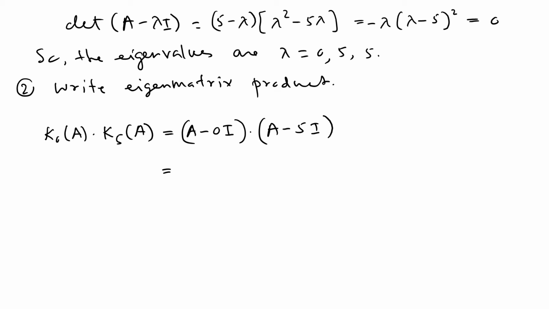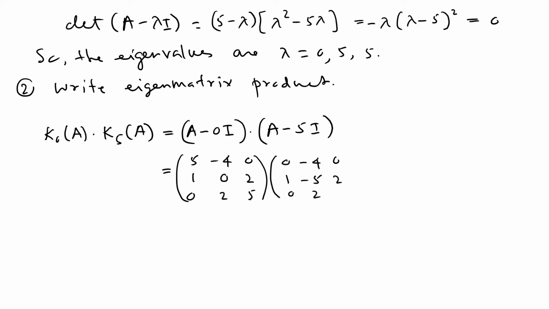So let's do that. That means A, so that is 5, negative 4, 0, 1, 0, 2, and then 0, 2, 5. That's the first one. And then multiply with the next one, A minus 5. What is A minus 5? You subtract 5 from the diagonal entries. That means 0, negative 4, 0, and then 1, negative 5, 2, and then 0, 2, 0. That's what you get. Now we can multiply them.